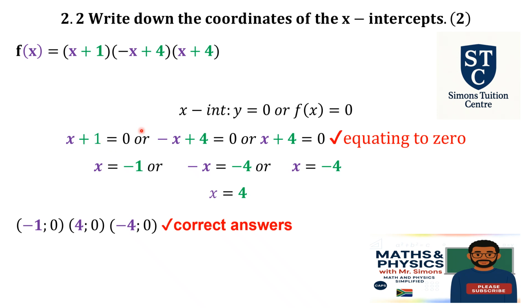If I take plus 1 over, it becomes minus 1. If I take plus 4 over, it becomes minus 4. Negative x equals negative 4. Divide negative 4 by negative 1. It gives me positive 4. If I take plus 4 over, it becomes negative 4. So my coordinates would be minus 1 and 0, 4 and 0, and then minus 4 and 0. So another mark for writing the coordinates correctly. And again, we don't need to show this process because once equating to 0, there are my zeros in the coordinates.